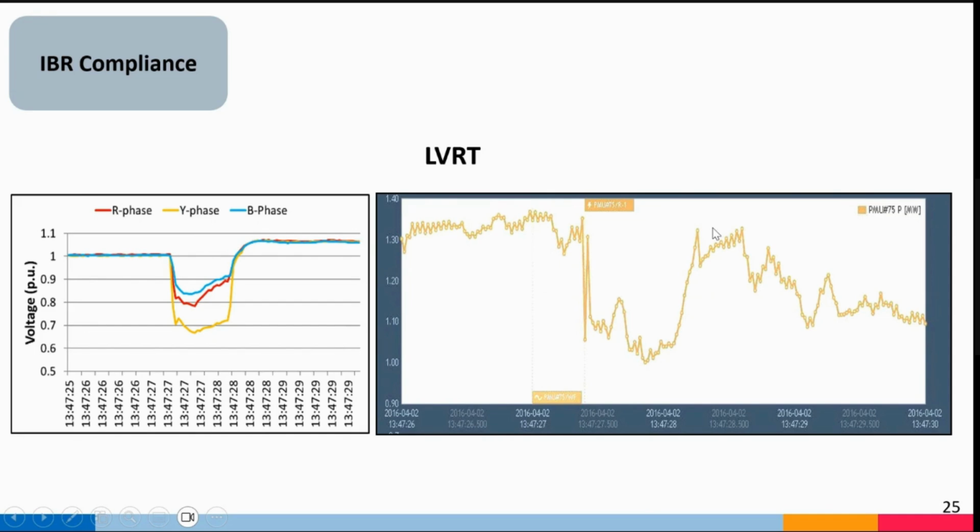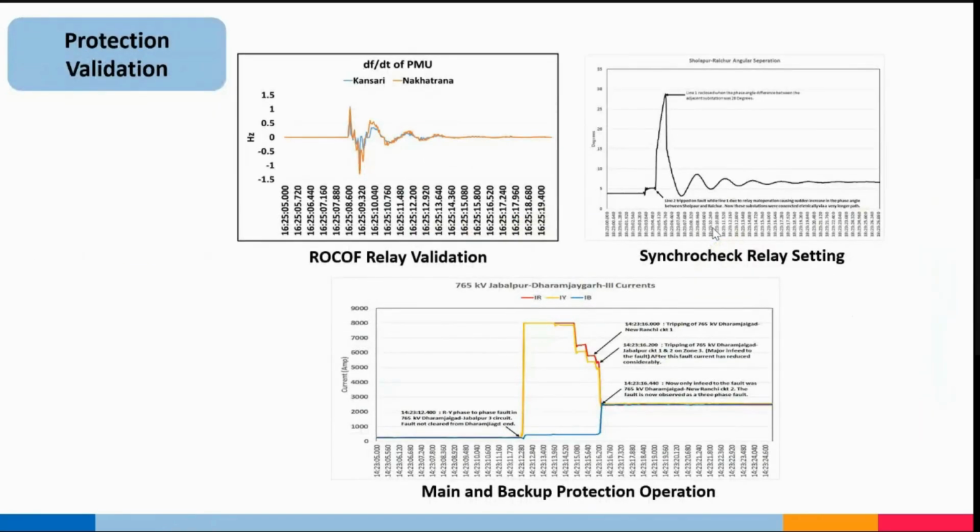So this low voltage ride through, high voltage ride through, all these compliances can also be checked from the synchrophasor devices that are installed at the inverter based resources substation itself, or the transmission line from which these are getting evacuated. So all this monitoring can also be done through the synchrophasor. And the last one is the protection validation.